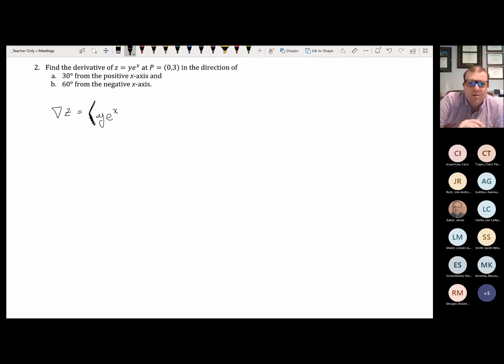Right? So y e to the x, and then you say 1. How'd you get 1? It would just be e to the x, right? Because that is a constant multiple, right? There we go. There's our gradient.